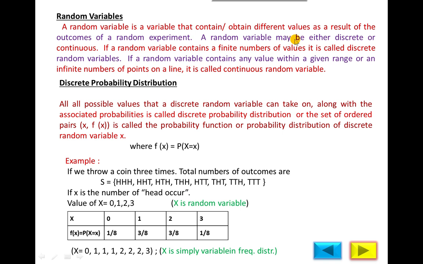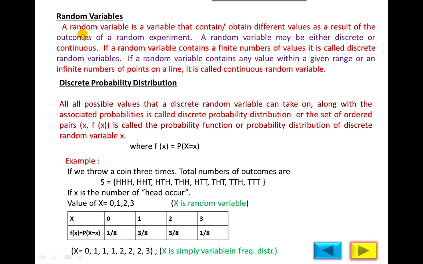A random variable may be either discrete or continuous, same as the variable. If a random variable contains a finite number of values, it is called a discrete random variable. If a random variable contains any value within a given range or an infinite number of points on a line, it is called a continuous random variable, same as the discrete and continuous variable.